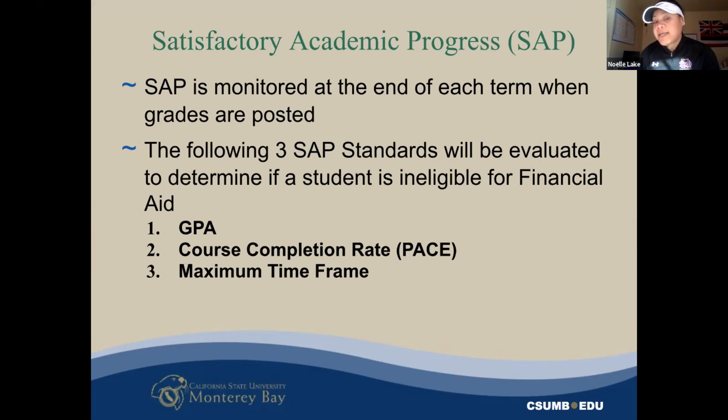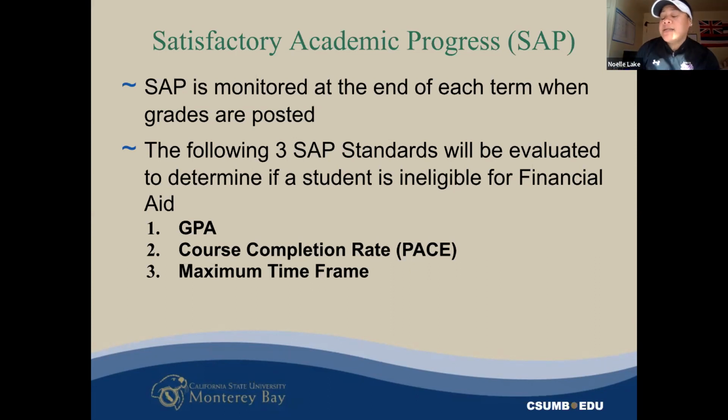One is GPA. Did you pass over a 2.0 as an undergrad? Two, course completion rate, also known as PACE. Did you pass 67% of your classes? Now, if you pass 66.9 or 66.6, unfortunately, we don't have a grading curve. So if you are in that category, most likely you're going to be placed on SAP.